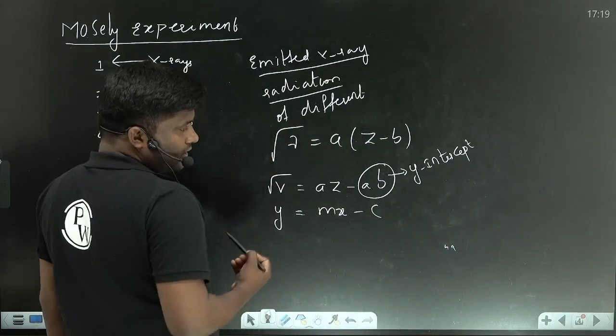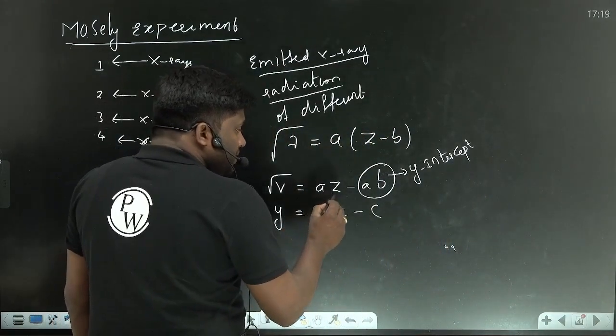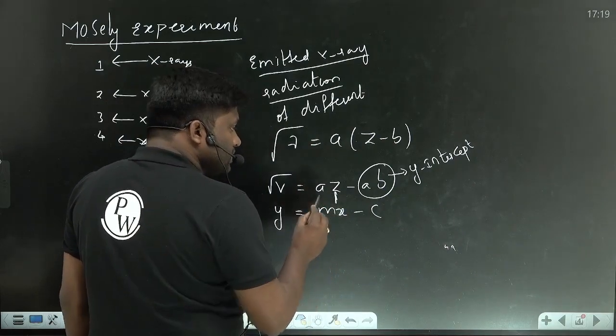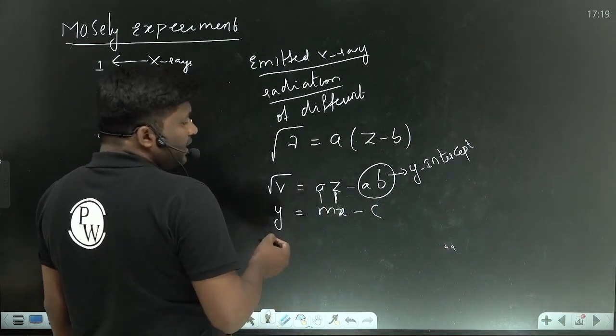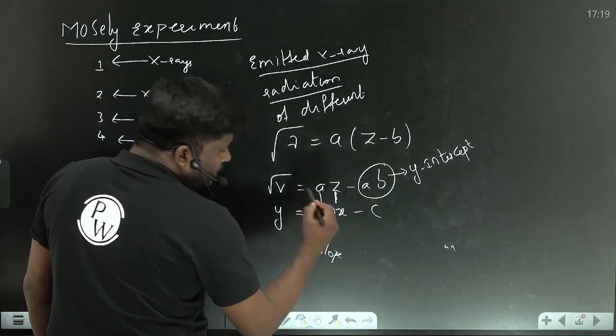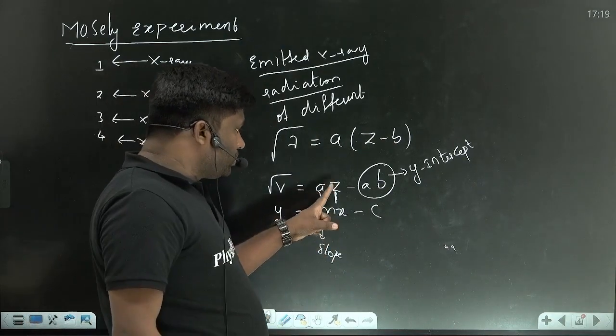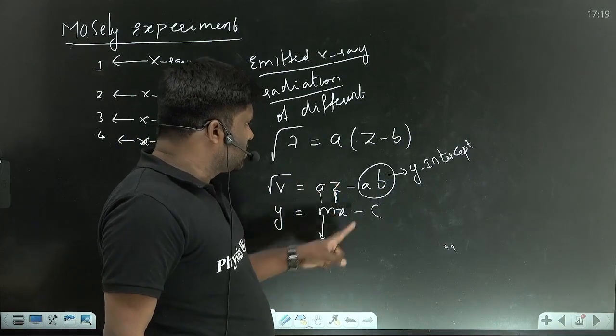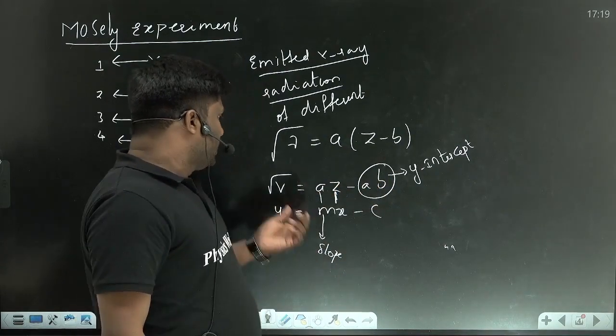C is the y-intercept. And Z is on the x-axis. A is the m, that is, the slope. A is the slope here. In this one, A is the slope and Z is on the x-axis, AB is the y-intercept, and under root nu is the y.